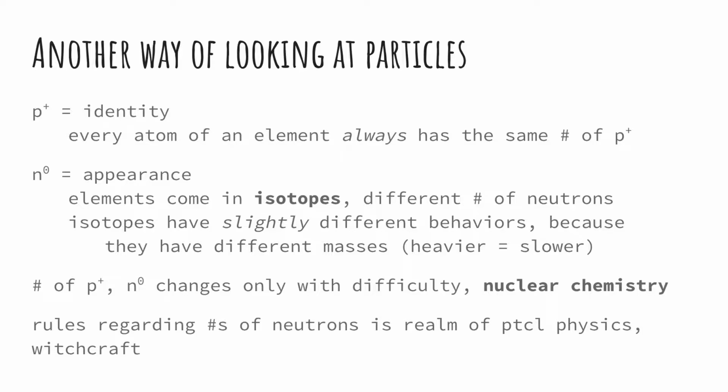Because they have different numbers of neutrons, they have different masses, and therefore they're going to have slightly different behaviors, just because heavier makes you move slower, but they're still going to have the same chemical behavior. So the number of protons or neutrons of an atom can be changed, but only with great difficulty. And that's nuclear chemistry, or particle physics. And the rules regarding the numbers of neutrons is definitely the realm of particle physics and witchcraft. So we don't care about those too much in chemistry. Definitely not first or second semester chemistry.